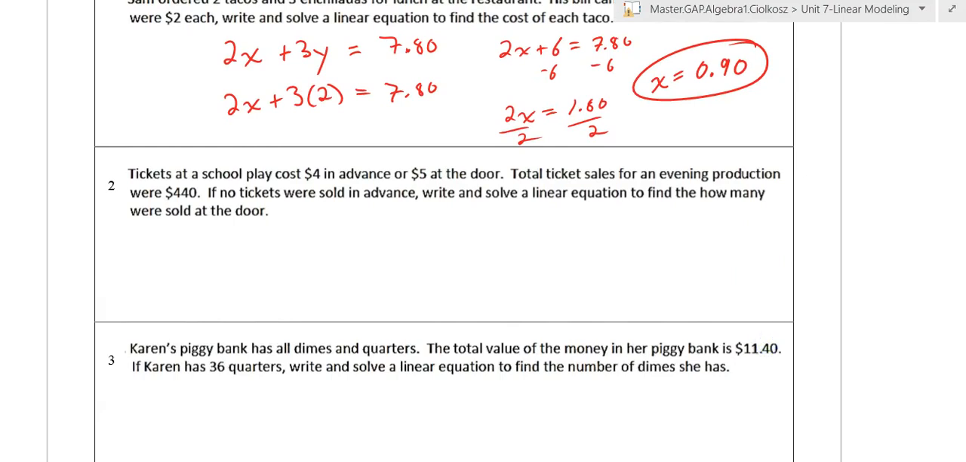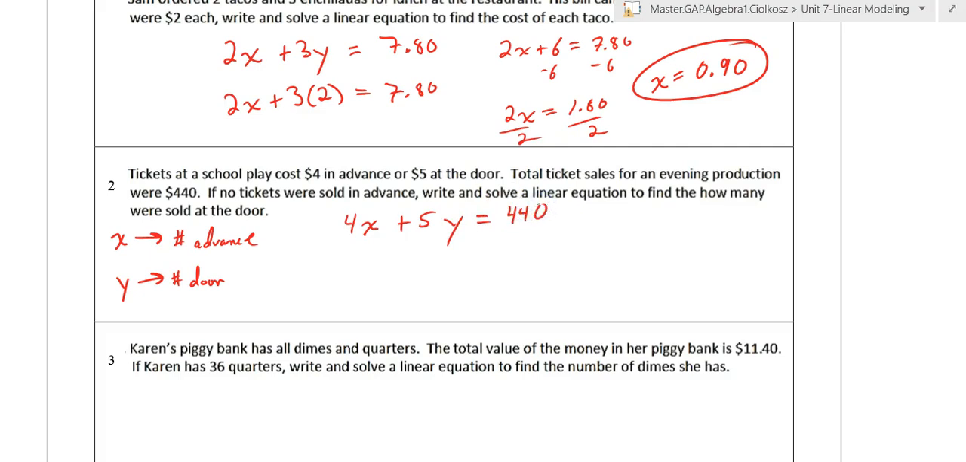Take a minute now, read number 2, and try and figure out what the two things we're talking about are, our x and our y. So we have tickets at a school play costing $4 in advance, $5 at the door. So this time we know the money. So x and y are the number of advance tickets and the number of tickets we buy at the door. So our equation, there are 4 for each advance plus 5 for each at the door equals our total. We got 440.